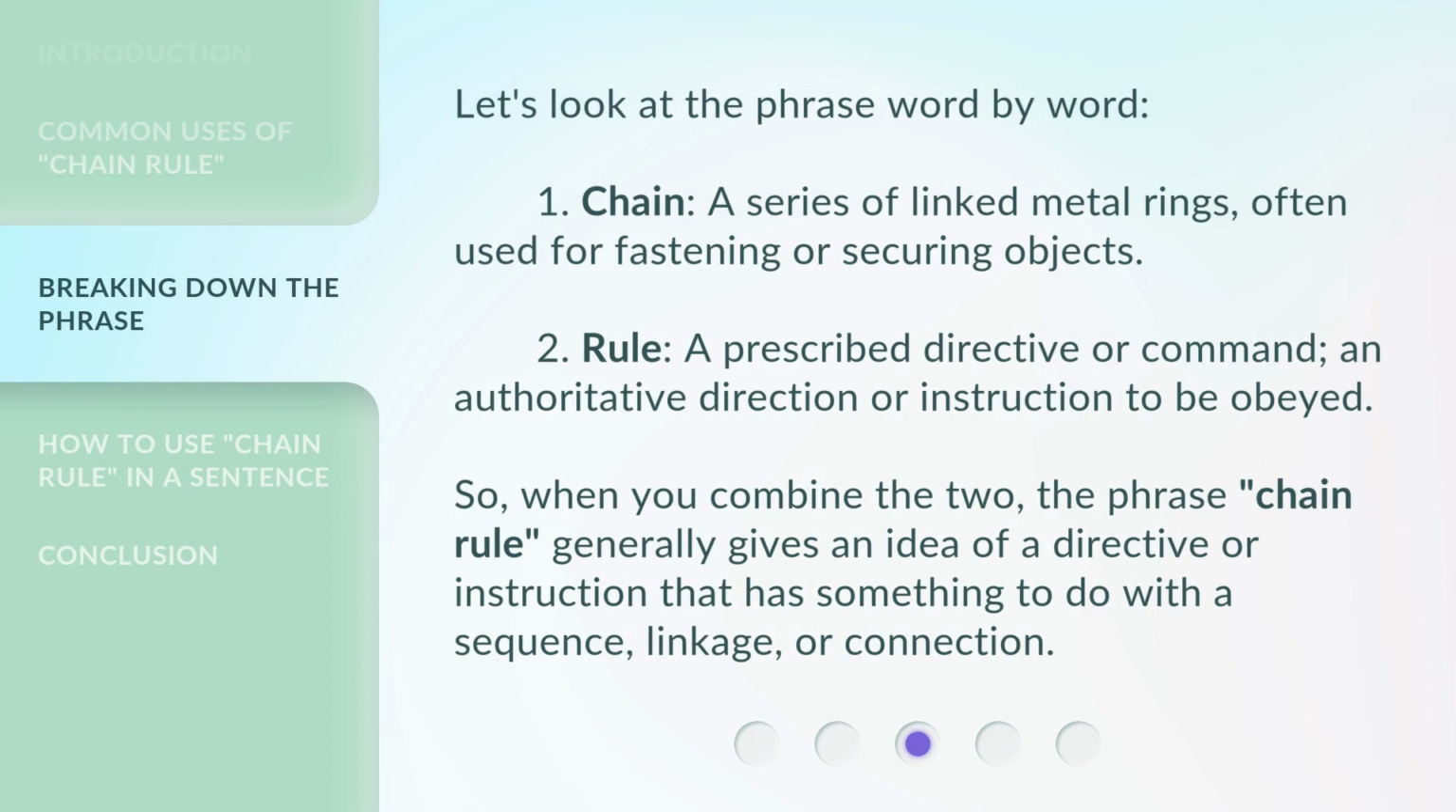Let's look at the phrase word by word. 1. Chain. A series of linked metal rings, often used for fastening or securing objects. 2. Rule. A prescribed directive or command, an authoritative direction or instruction to be obeyed. So, when you combine the two, the phrase, chain rule, generally gives an idea of a directive or instruction that has something to do with a sequence, linkage, or connection.